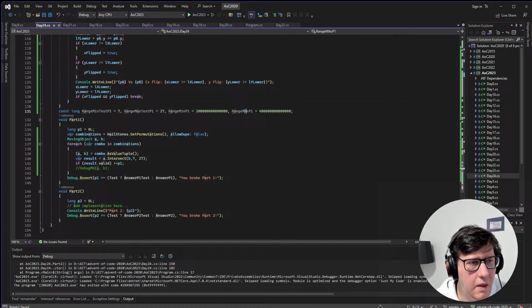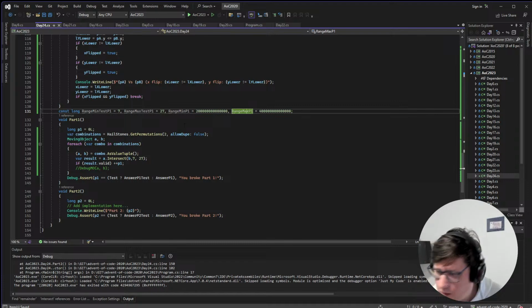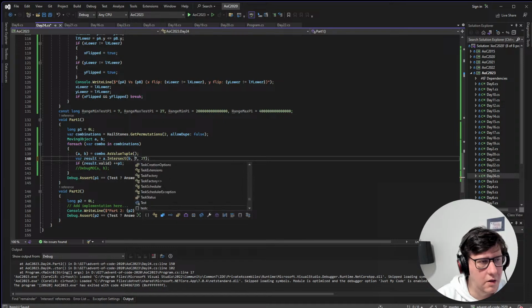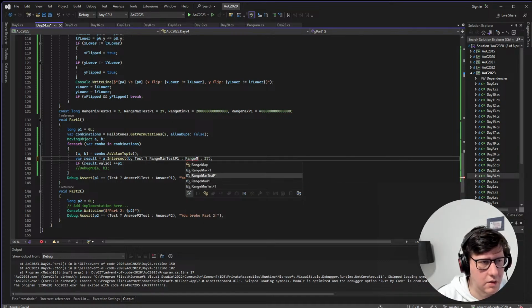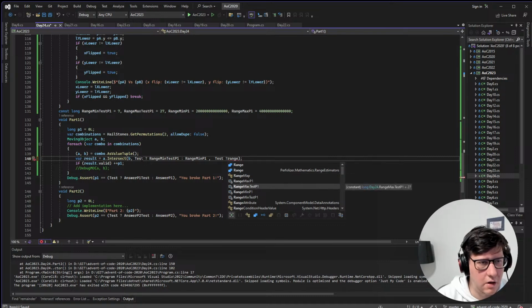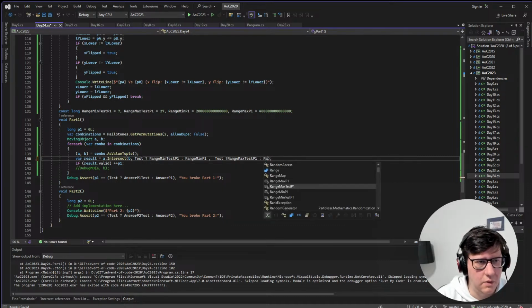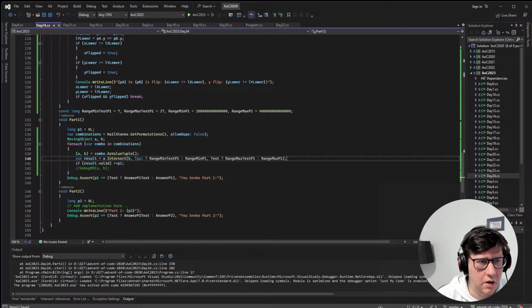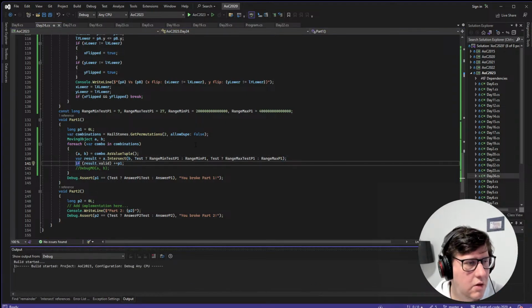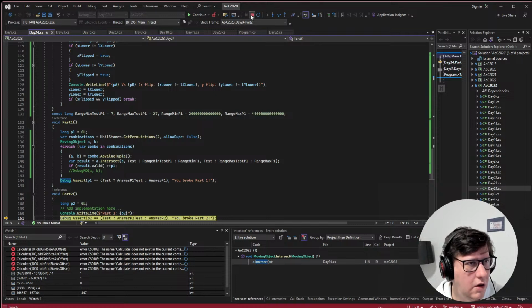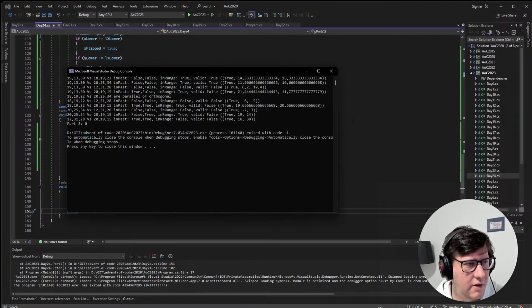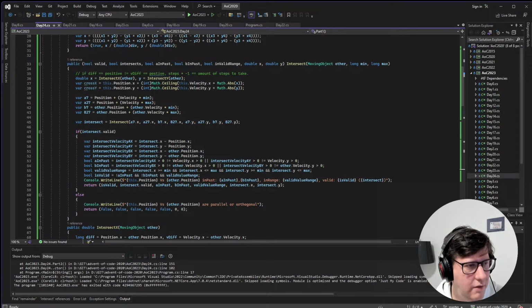Okay. Nice. So this one will be range min test, otherwise range min, range max P1 test, and otherwise range max P1. Okay. Should still work. Did it print out a bunch of stuff? Yes, I should probably remove that for now.